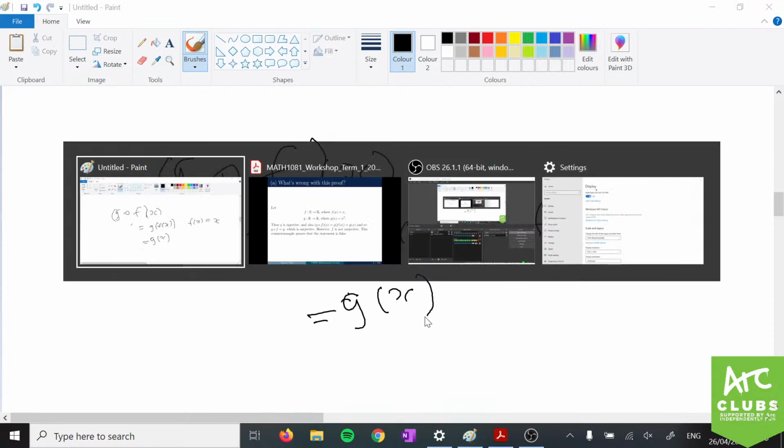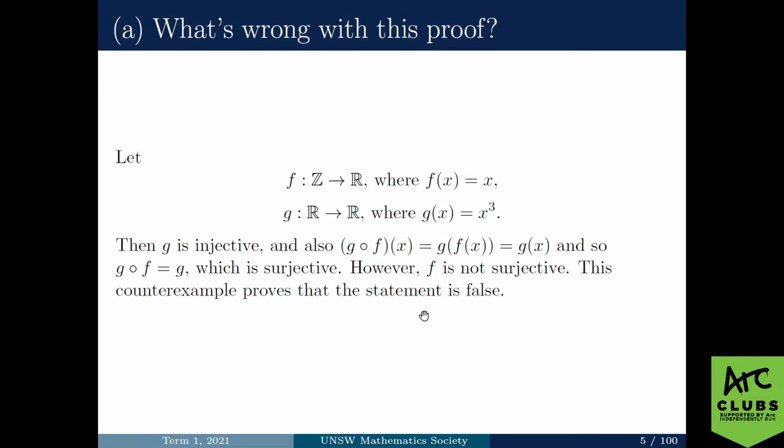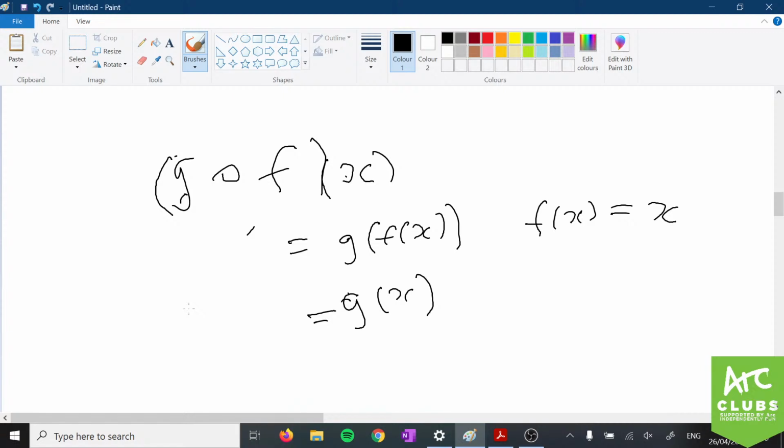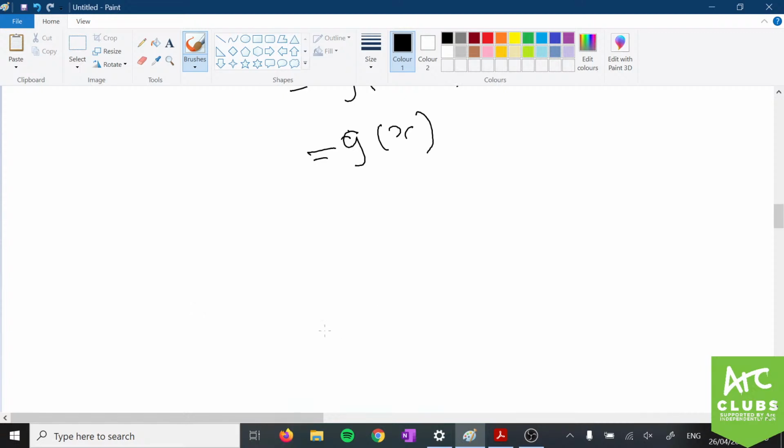And so that part is fine. So g of f of x equals g of x. And also the next part is, because of that, the student concludes that g composed with f is g. Like the functions are equal in this sense. And is this correct? Does anyone have a guess?